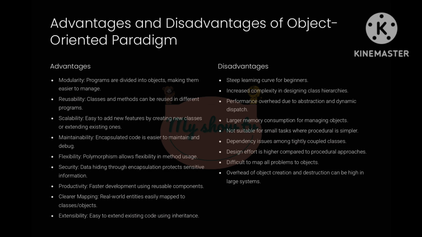5. Not ideal for small programs. For simple tasks, OOP may be overkill. 6. Tightly coupled classes. Poor design can cause dependencies that are hard to manage. 7. Extra design effort. Requires time to plan before coding. 8. Not all problems fit OOP. Some issues are naturally better solved procedurally. 9. Object creation overhead. A large number of objects can lead to performance and memory issues.